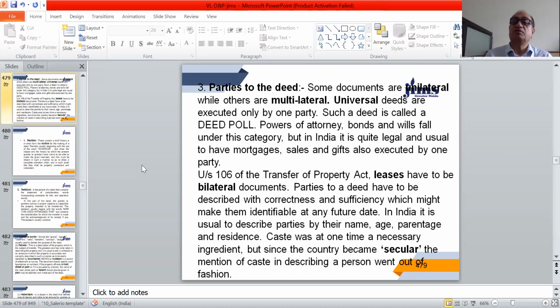And if there are more than two parties, suppose there is a partnership firm, there are four partners and a partnership deed is to be written, then all the four partners will sign it and the deed will be known as multilateral deed.